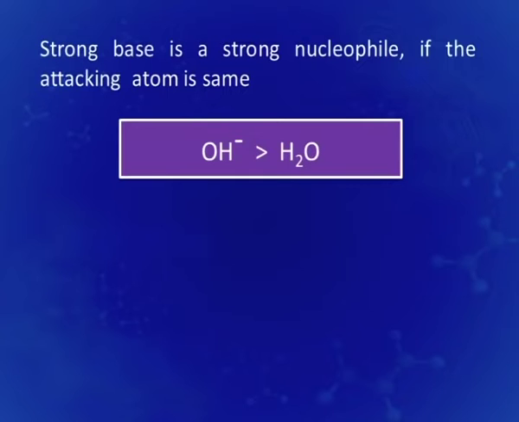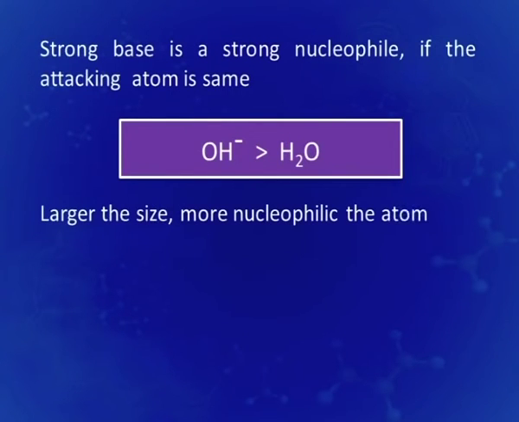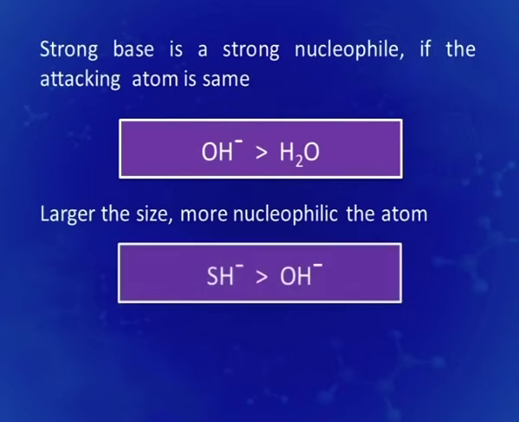When we consider the size of the atom, we see that the larger the size, the more nucleophilic the atom is. For example, in the first case, we have SH minus and OH minus. We have the attacking species sulfur and oxygen. Sulfur, being larger in size, has a better polarizability and therefore is more nucleophilic as compared to the hydroxide ion.